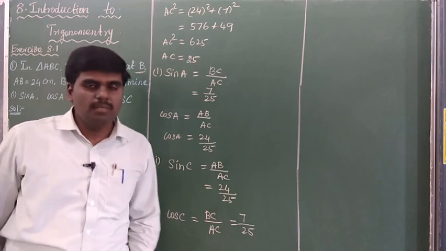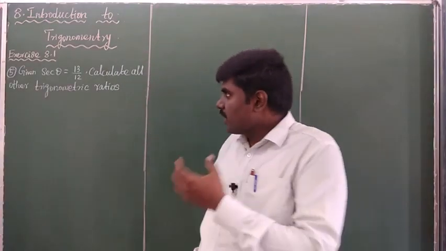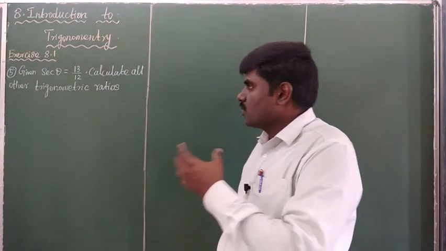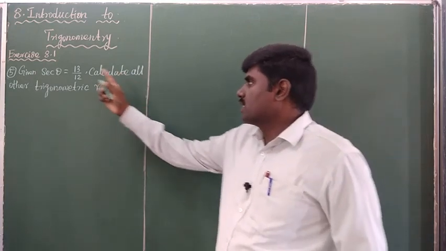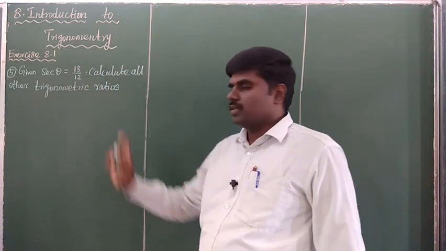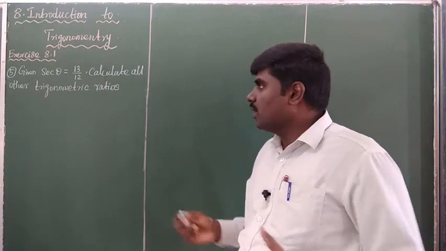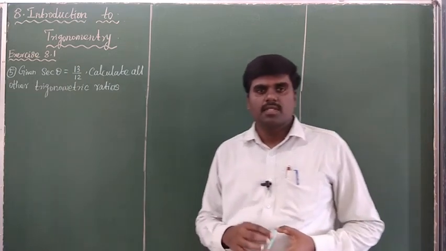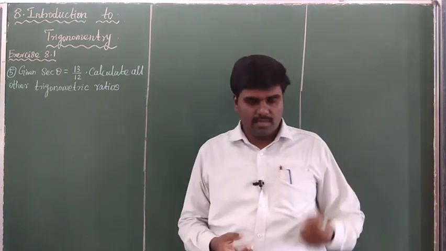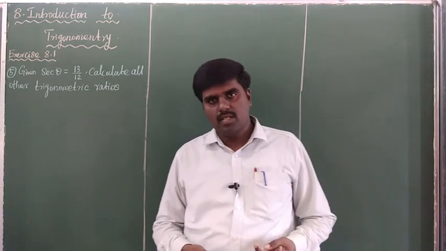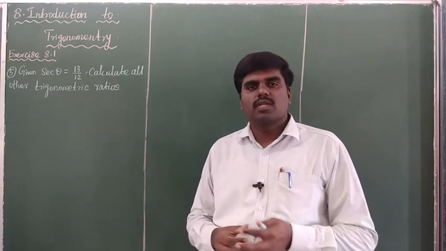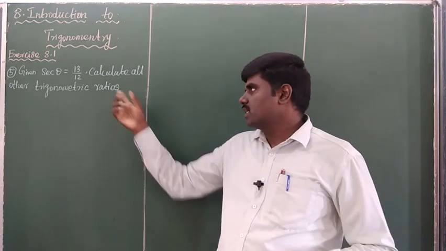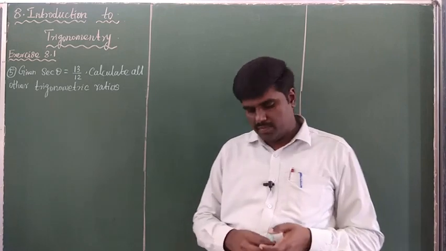So the next problem, same exercise 8.1, question number 5. What's question number 5? Given secant theta is equal to 13 by 12, calculate all other trigonometry ratios. What are the other trigonometry ratios? Sin theta, cosecant theta, cos theta, tan theta, cot theta. Total 6 trigonometry ratios. One is given. You find the remaining 5.